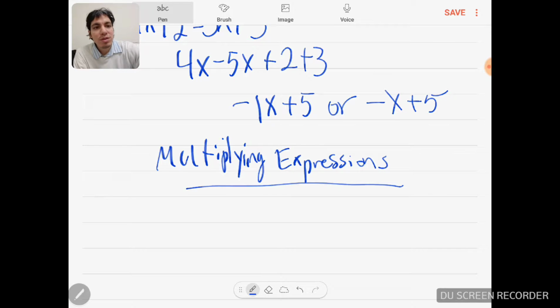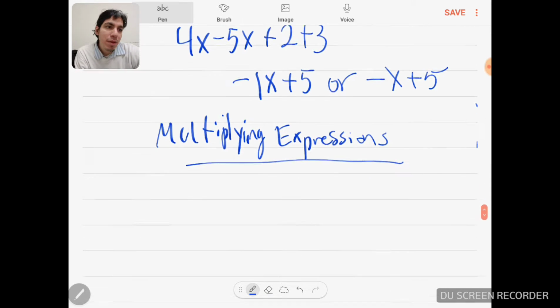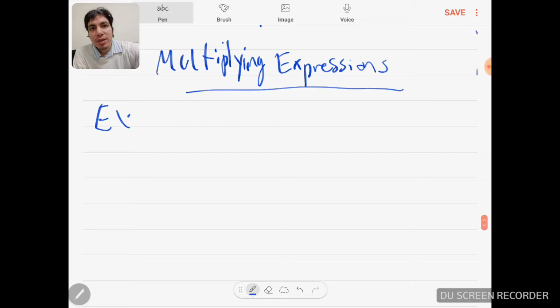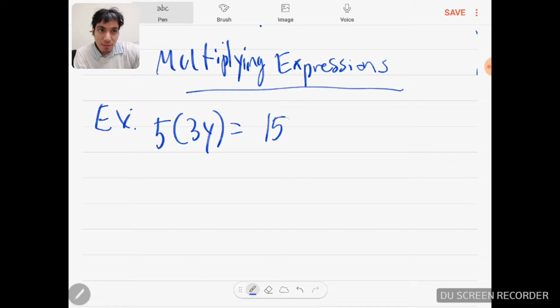Multiplying expressions. So what do I mean by multiplying expressions? Let's say I have 5 times 3y, which gives me 15y. You're only multiplying the numbers with the numbers when you have this type of scenario. So you multiply the number with the coefficient, which is 5 times 3 is 15, and then you leave the y alone.